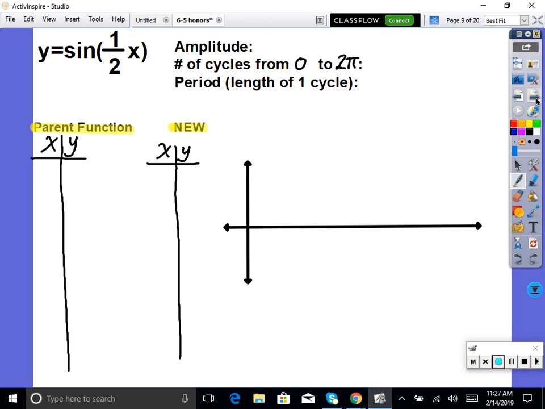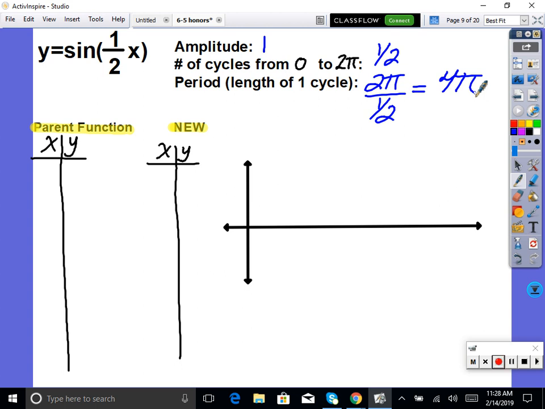Okay, let's practice then. Here we go. Graphing y equals sine of 1/2 x. What's my amplitude? Number of cycles from 0 to 2 pi. There's only a half a cycle. Therefore, one cycle's length will be 2 pi divided by b, so divided by a half, which is 4 pi in length. Now that makes sense. If only a half a cycle is from 0 to 2 pi, to get to the end of one full cycle, I'm going to have to go twice that amount, which would put me at 4 pi.